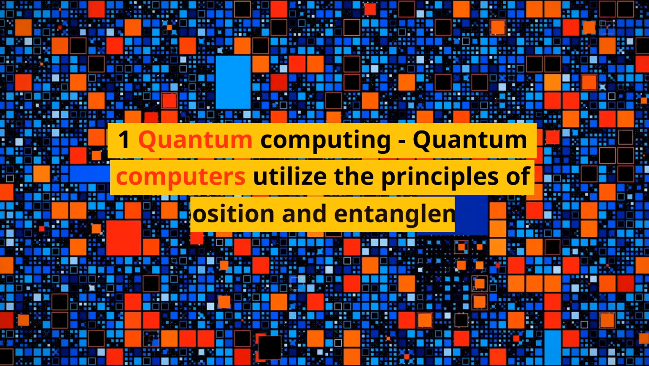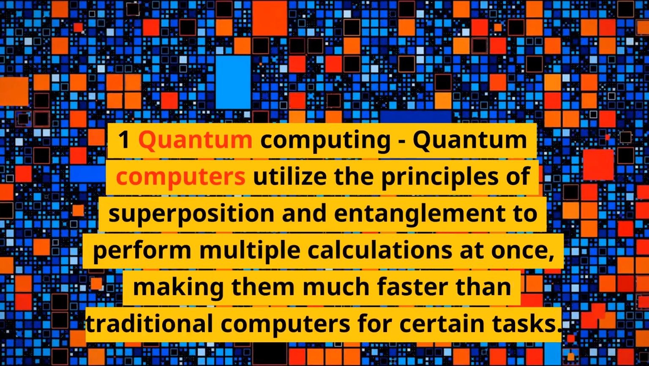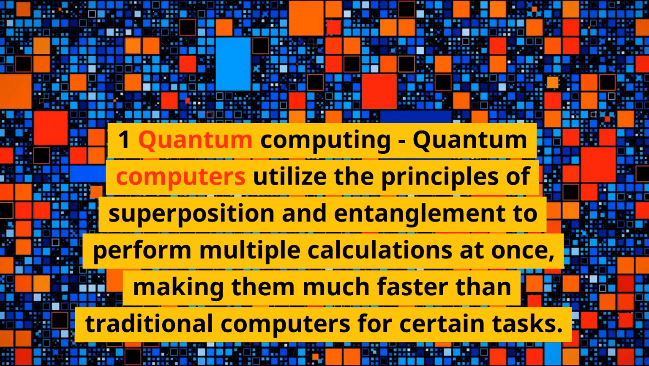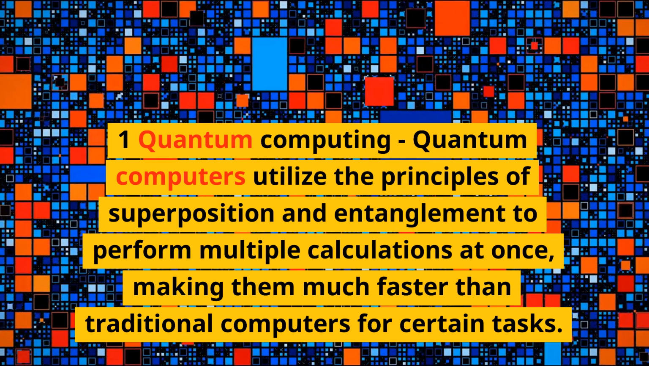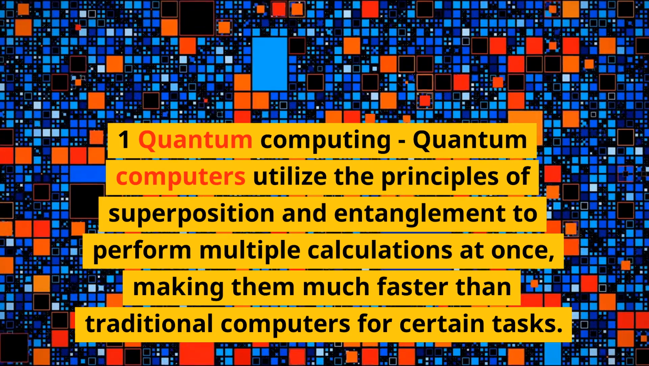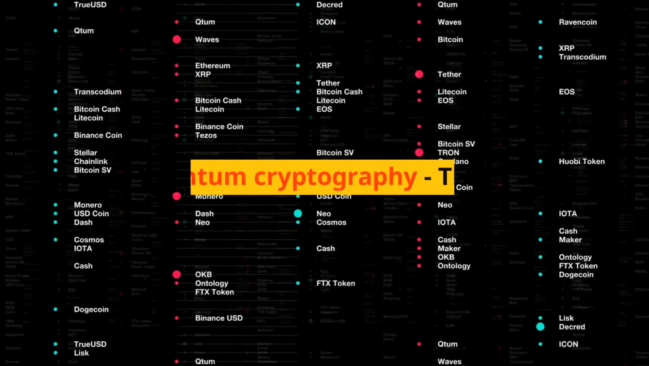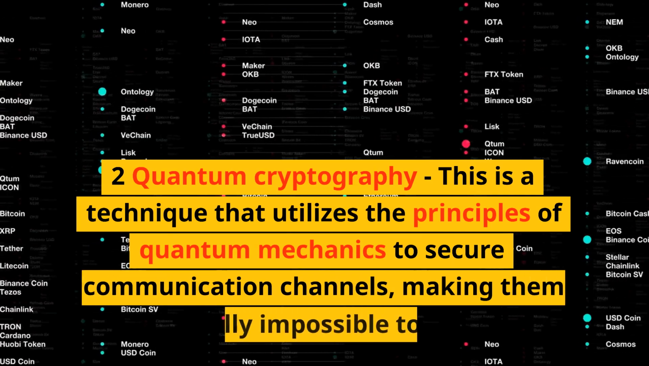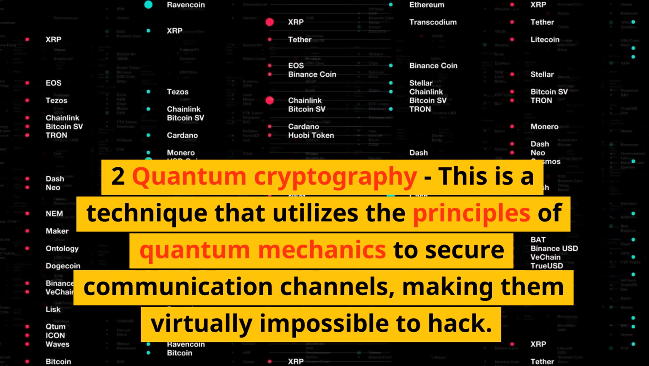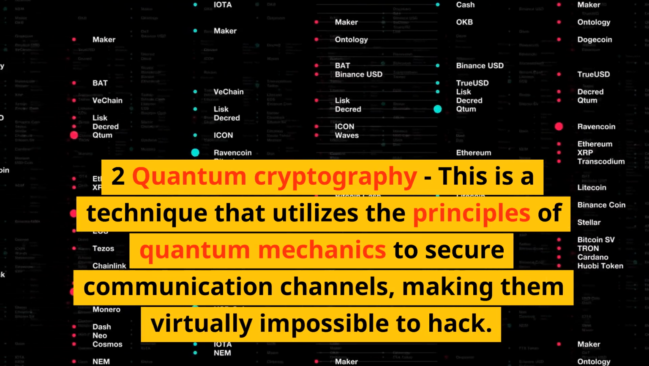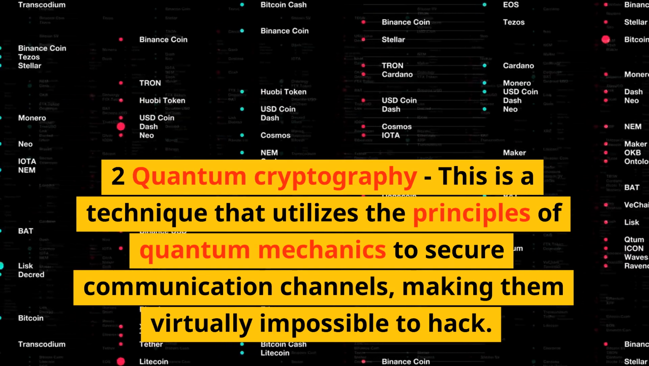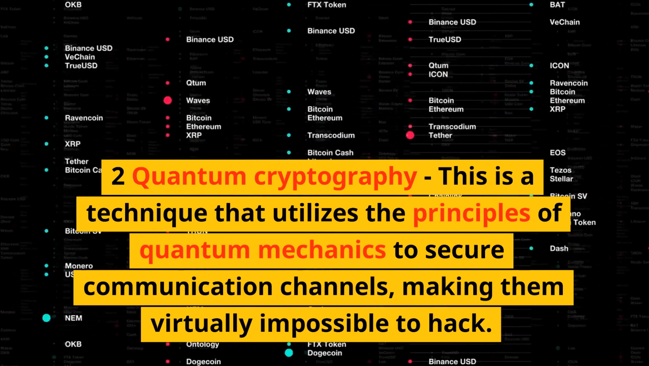1. Quantum computing. Quantum computers utilize the principles of superposition and entanglement to perform multiple calculations at once, making them much faster than traditional computers for certain tasks. 2. Quantum cryptography. This is a technique that utilizes the principles of quantum mechanics to secure communication channels, making them virtually impossible to hack.